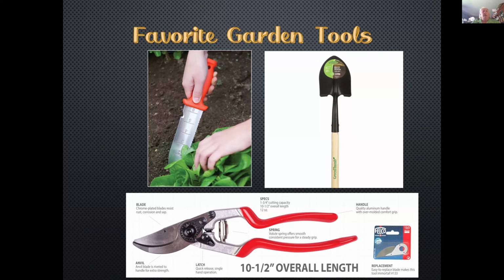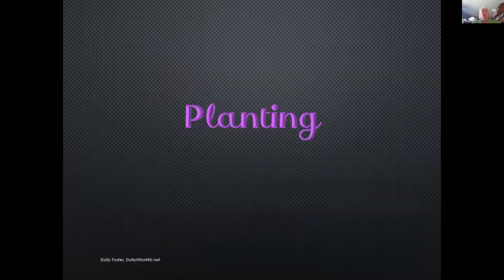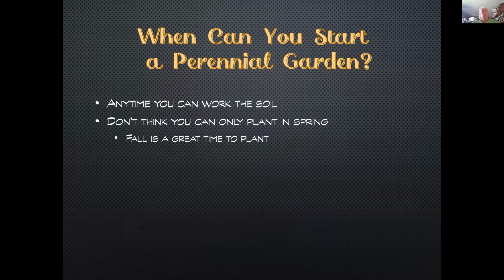All right, let's move on to planting. That's what we're all here for, right? When can you start a perennial garden? You can start a perennial garden and plant a perennial garden anytime that you can work the soil. So I'd say that's anytime between May 1st and the beginning of October.